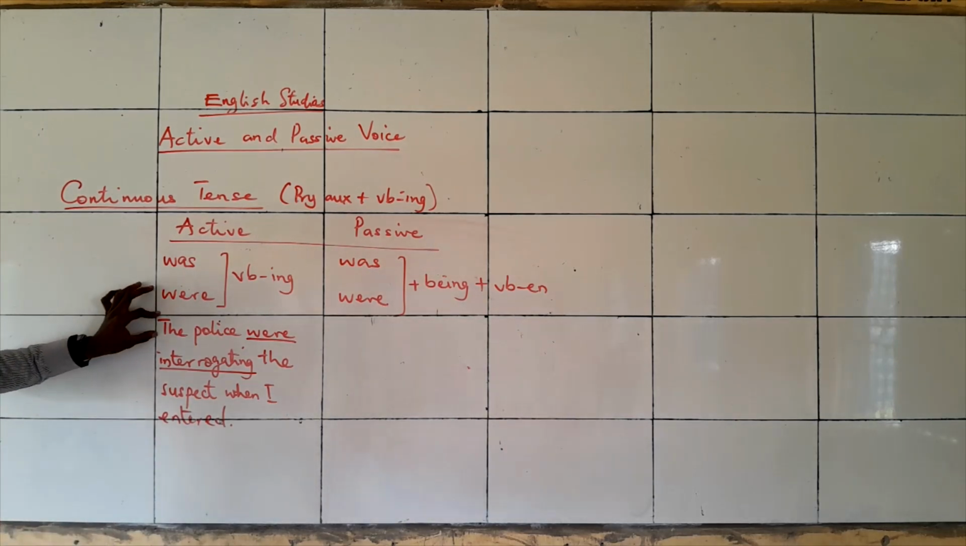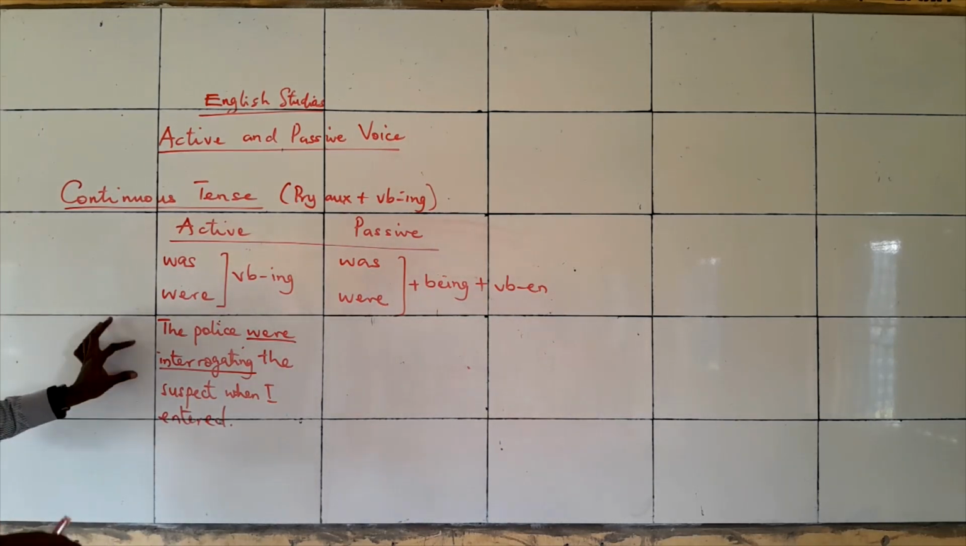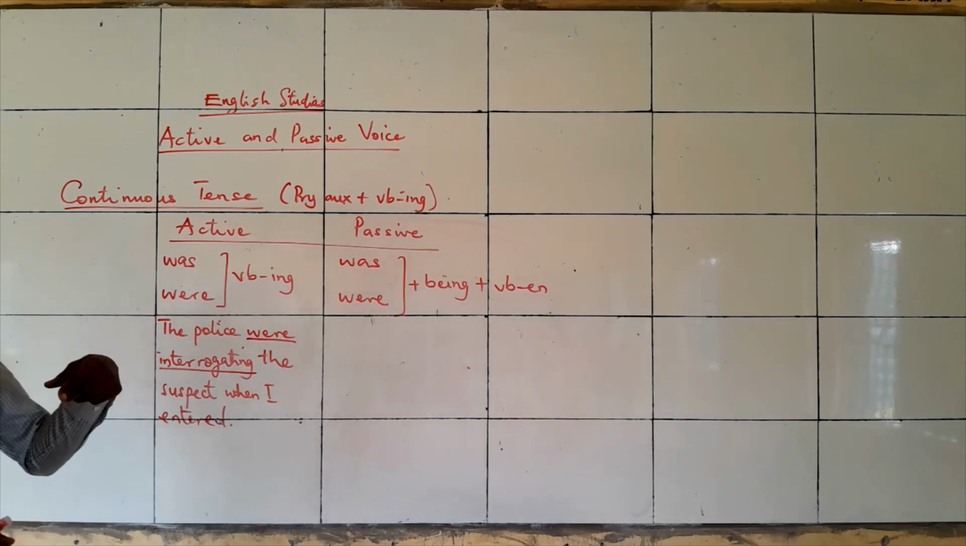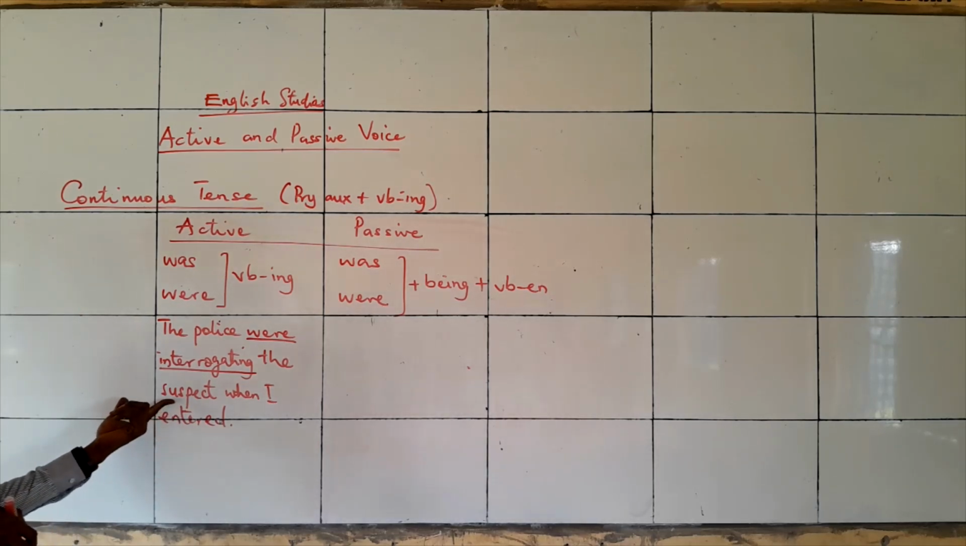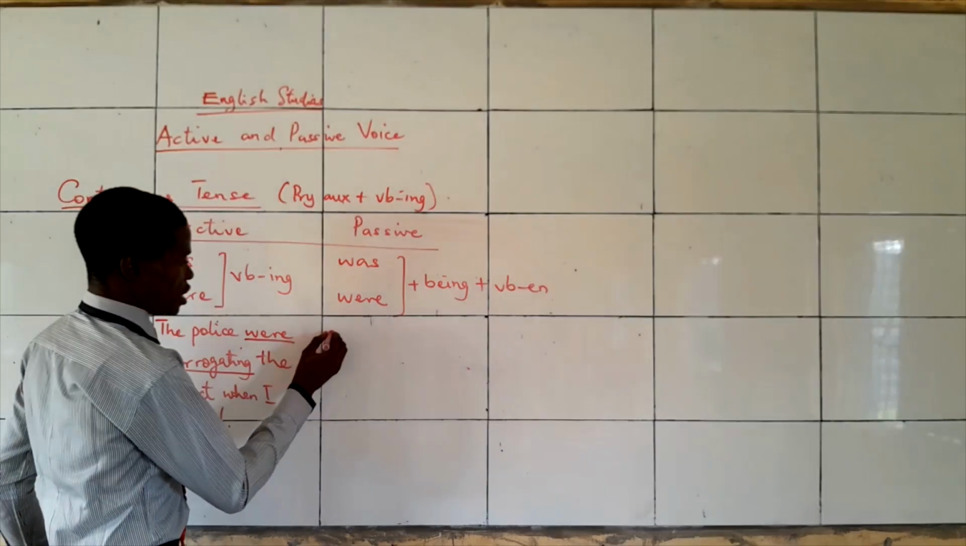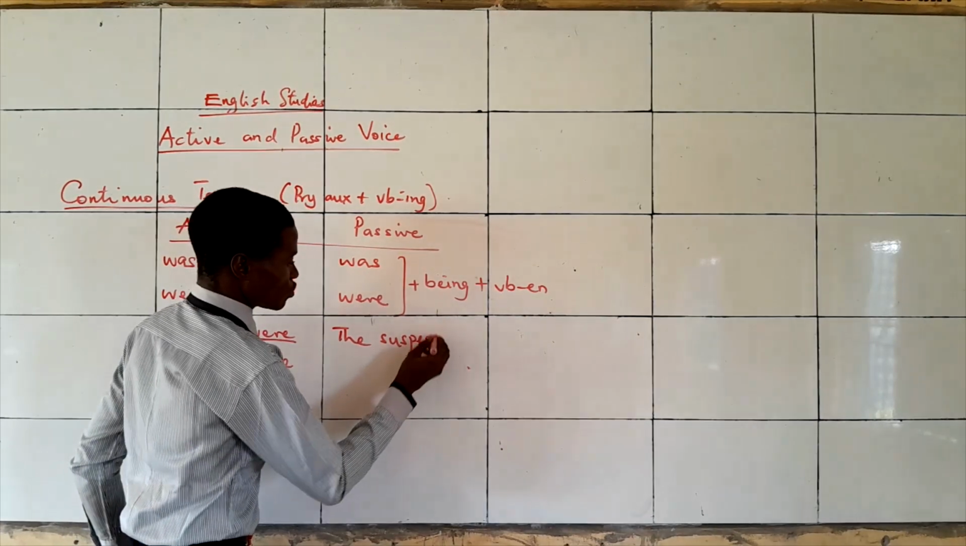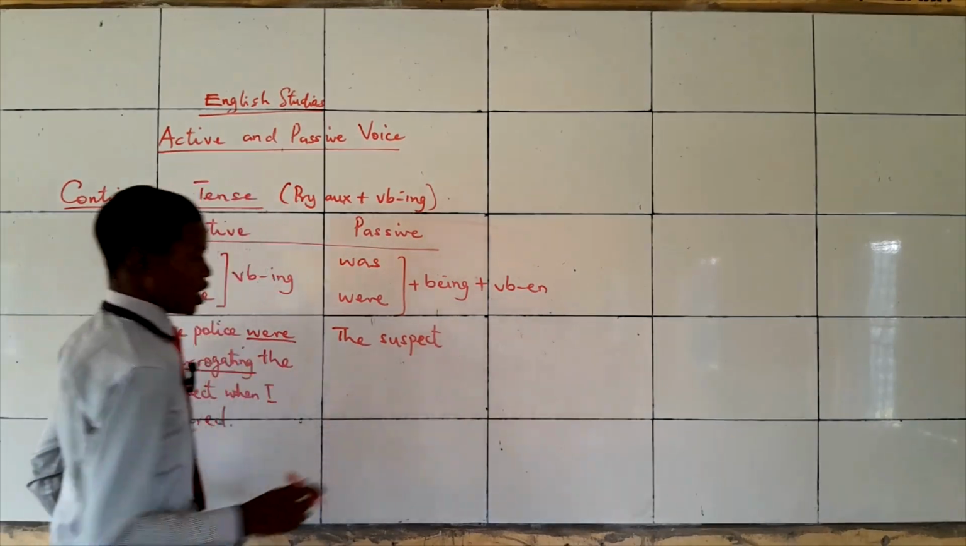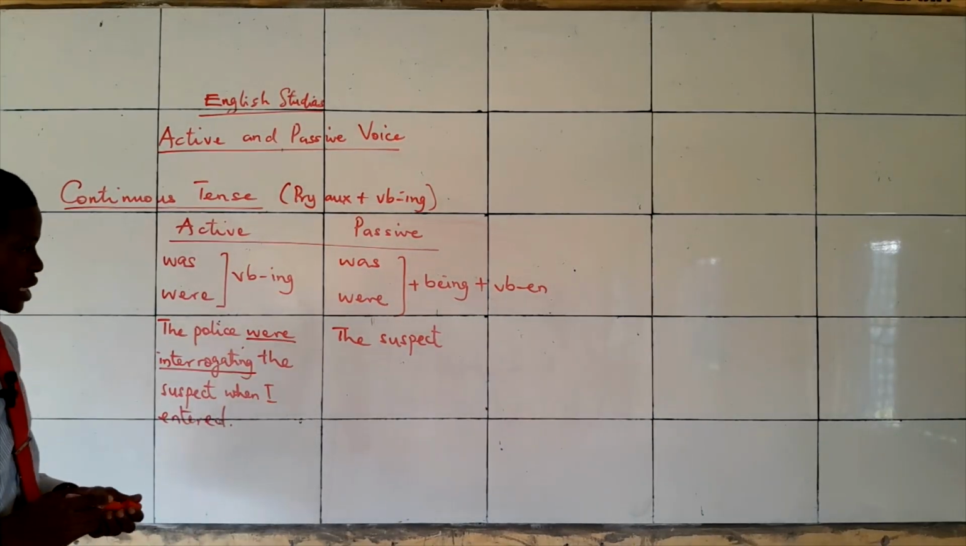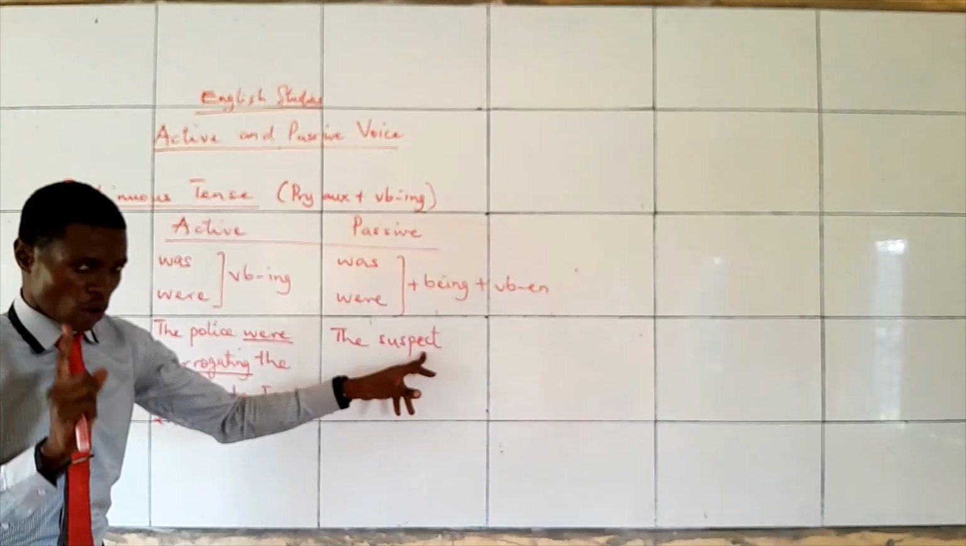The police performs the action. What is the action? They were interrogating. Who was being interrogated? That will be the suspect. Therefore, the suspect will be the object. Bring the object first. Now say, the suspect. Hey, please, let's take a good look at this. The suspect, singular or plural?